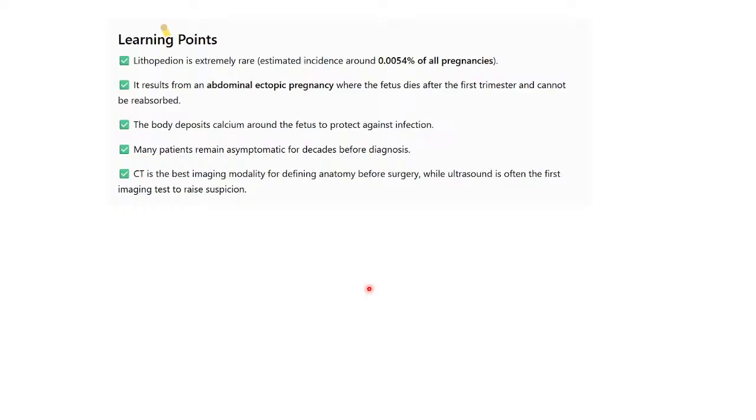I hope you can see such a case, or don't miss it in future when you come across a lithopedion. So let it be at the back of your mind that I might meet a lithopedion. I might see a case of a lithopedion when you're scanning these old postmenopausal ladies.